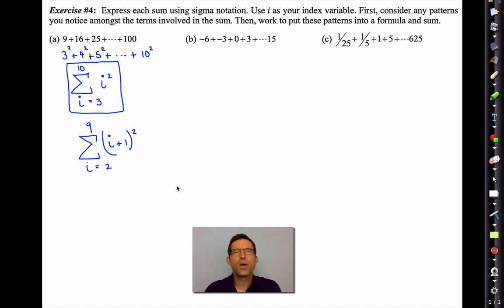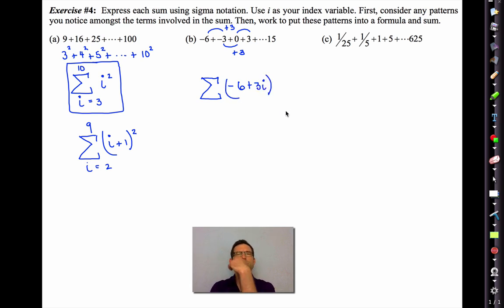Ooh. Well, this is definitely an arithmetic sequence, right? Because what's happening is we're adding 3 each time. All right. Now, it's tempting to say, well, I mean, maybe it's negative 6 plus 3i. All right? Because I'm starting at negative 6. But then, where would I start? Right? Because, every one I go along, I should have that. Well, if I want myself to start at negative 6, then I should start at I equals 0.